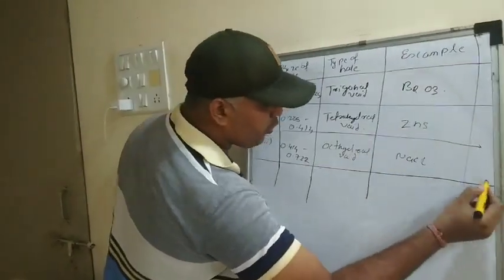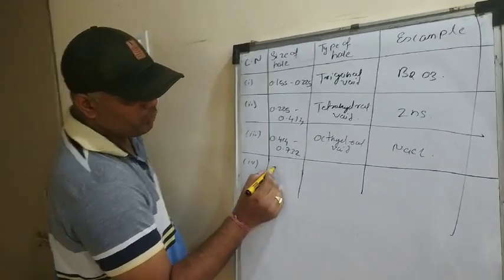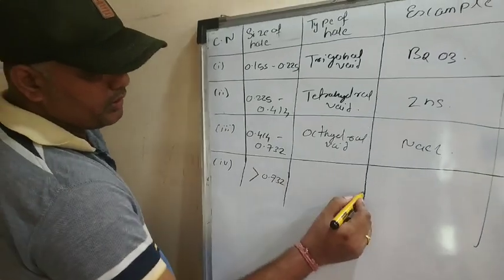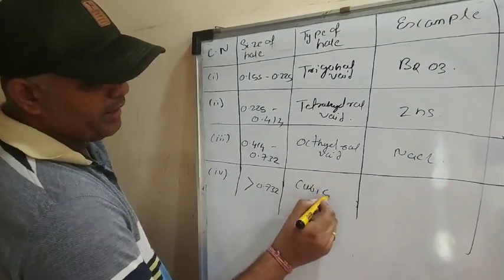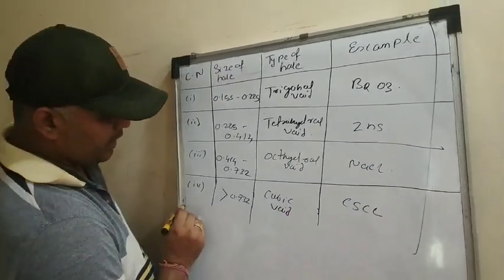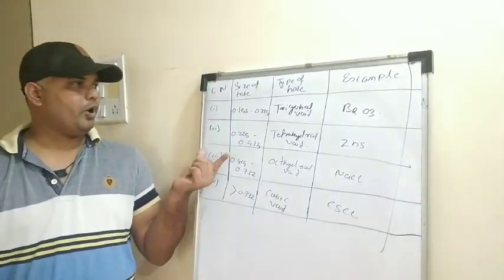And the last one will be cubic void. So let's take the example of cubic void. In the cubic void, the value will be above 0.732. This is cubic void. Example will be CsCl, right? I hope that you have understood this table. This table is very, very important, right?